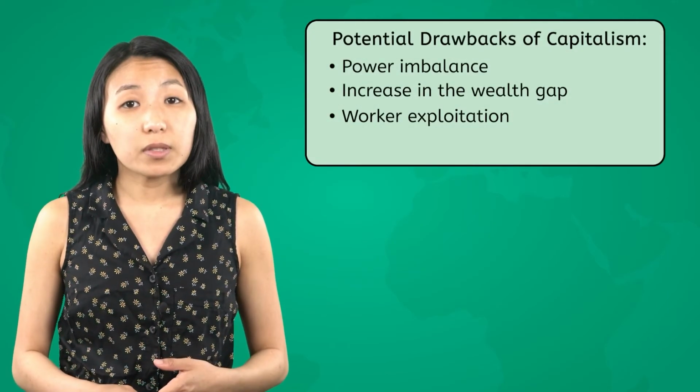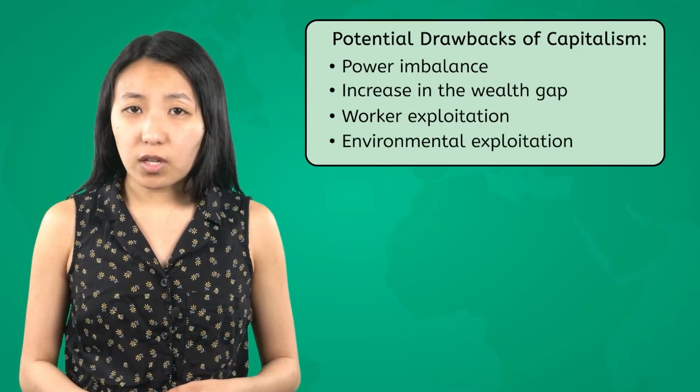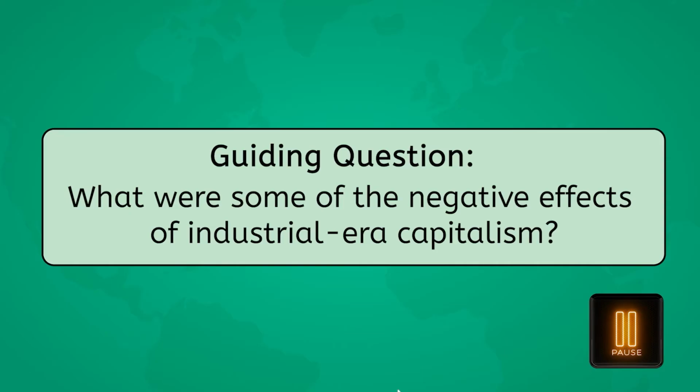Finally, unbridled capitalism can lead to environmental exploitation. Capitalism's focus on profit has often led to the exploitation of the earth and its resources for short-term gain, disregarding the long-term consequences. During the Industrial Revolution, exploitation of natural resources and burning fossil fuels caused short-term environmental damage and the pollution of water, air, and soil. However, it also led to long-term climate change due to increased greenhouse gas emissions. So, what were some of the negative effects of industrial era capitalism?